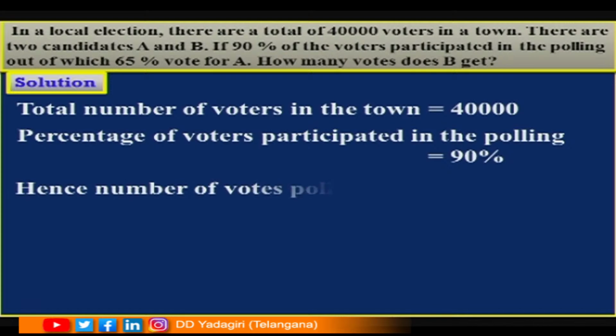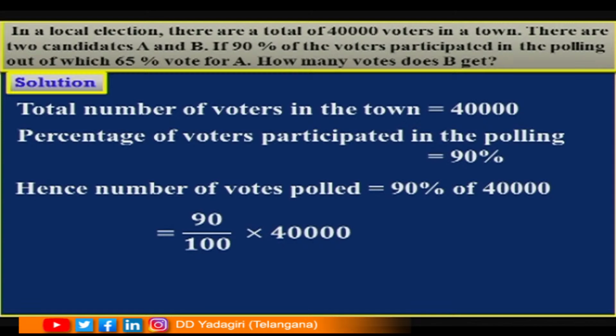That means, the number of votes polled will be 90% of the 40,000. Now, let us calculate this. 90 by 100 into 40,000. 100 goes 1 time and in 40,000 it goes 400 times. Hence, we get 90 into 400, which is 36,000. So, there are how many votes polled? 36,000 votes are polled in the town.